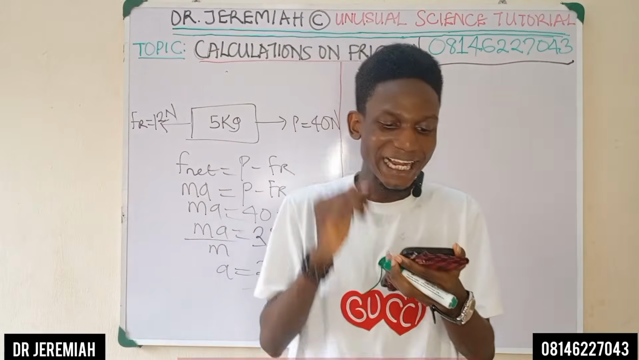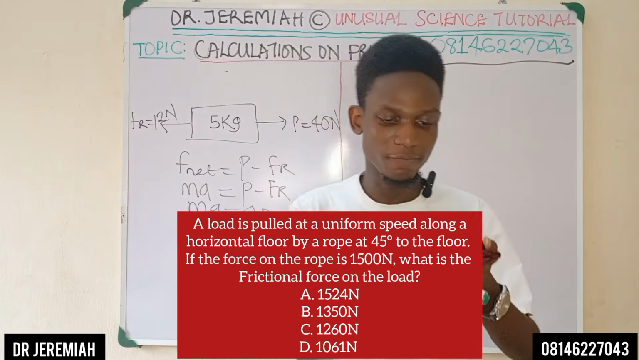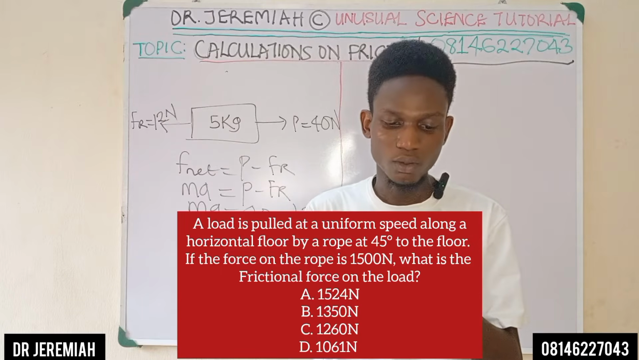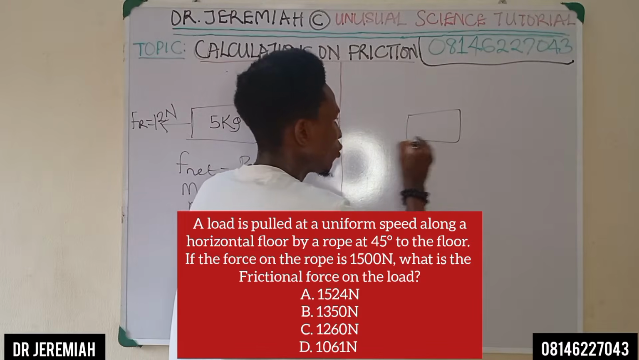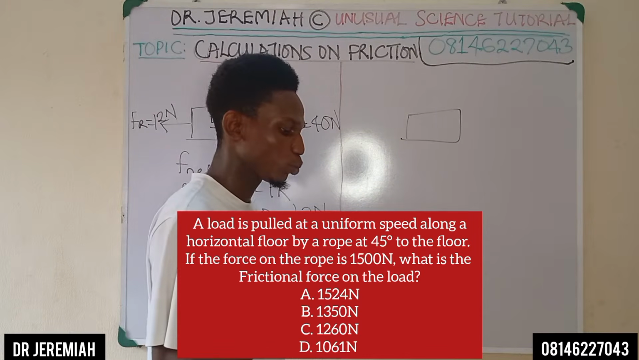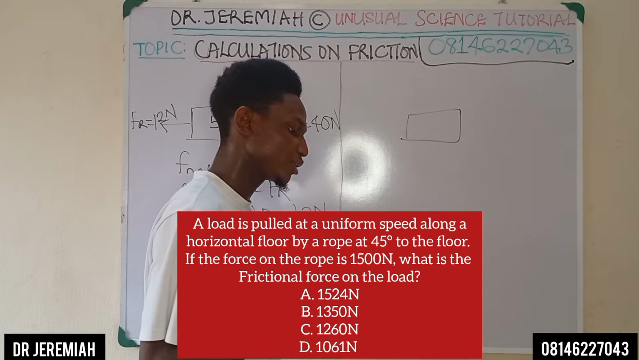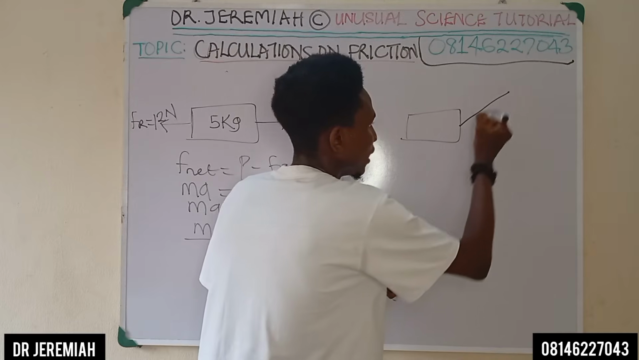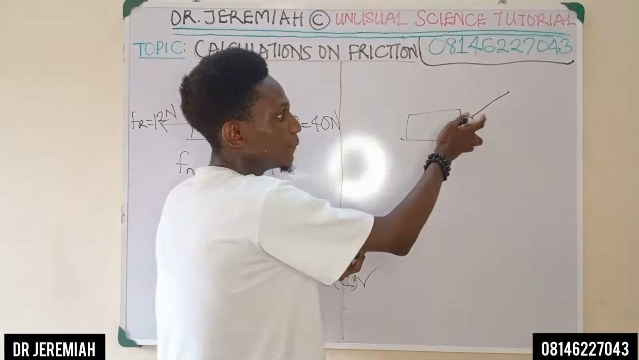Question 2 says a load is pulled at a uniform speed along a horizontal surface by a rope at 45 degrees to the floor. Let's quickly represent the diagram now. Remember that we must represent the diagram. So this is the rope, pulling this load.